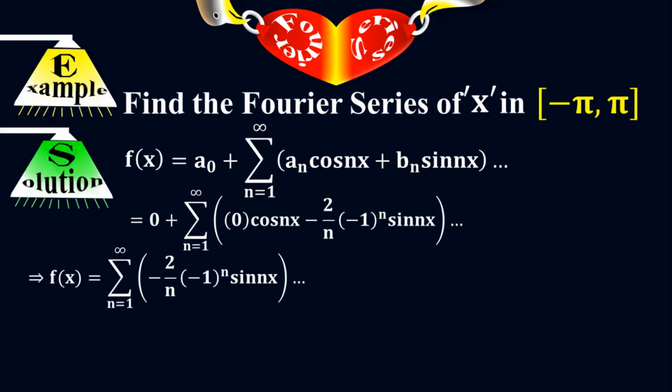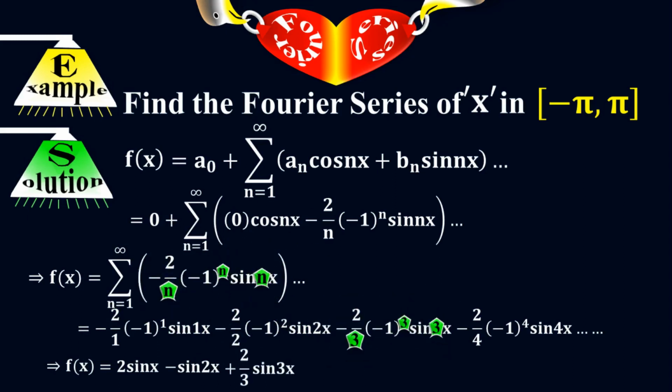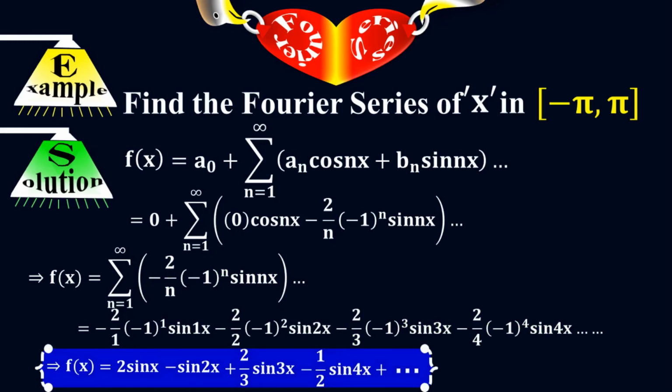Now I'm going to substitute some values for n. If I put n equals 1, this term will be 2 sine x. If I put n equals 2, this term will be sine 2x. If I put n equals 3, this term will be 2 over 3 times sine 3x. And if I put n equals 4, this term will be 1 over 2 times sine 4x, and so on. This is my final Fourier series for the function x, which is an odd function.